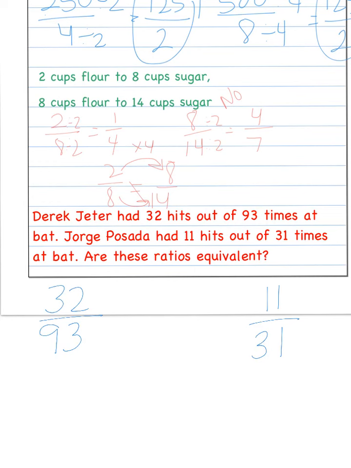And now we are going to look. They are both in simplest form. Going from 31 to 93, I know that that is times 3. So then 11 to 32, that is not multiplying by 3, so therefore these are not equivalent. So no, they are not equivalent ratios.